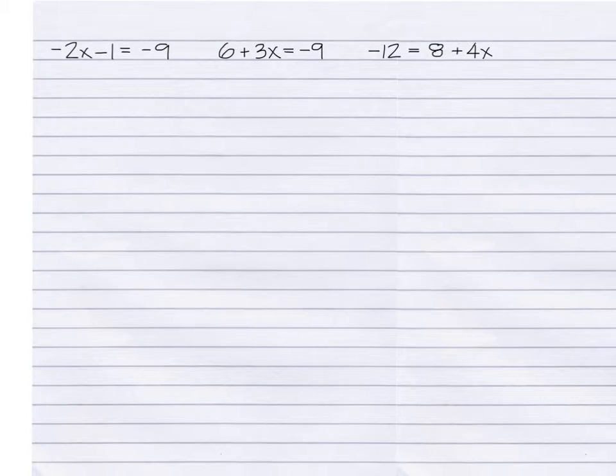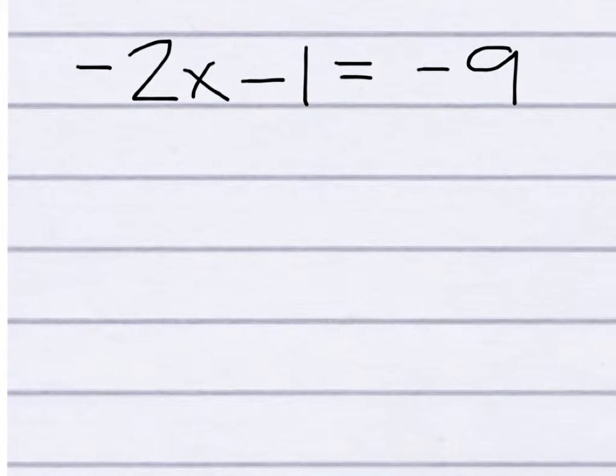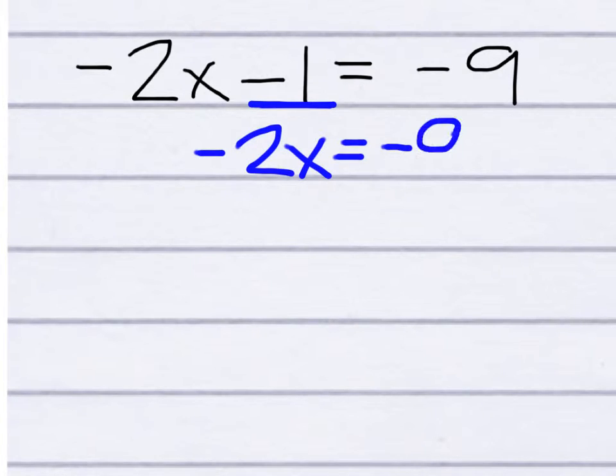Three examples here of some new types. Here's the first one. Negative 2x minus 1 equals negative 9. You want the x term by itself. So you will move this minus 1 to the right side. It becomes plus 1 when you cross the equal sign.